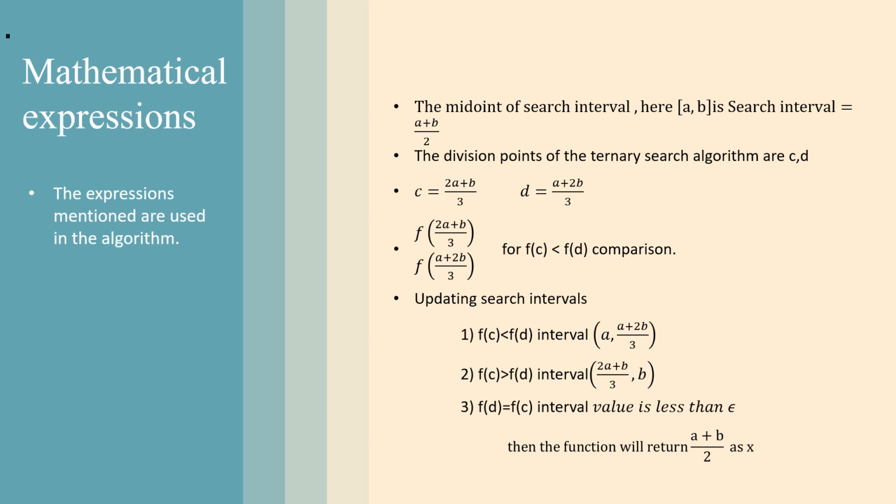Let us assume that a comma b is the search interval, and then c and d will be the division points. The search interval is divided into three parts such that a comma c is the first part, c comma d is the second part, and d comma b is the third part. And if f of c is less than f of d, then the third section will be neglected or ignored, to be precise. If f of d equals f of c, then the function will return (a plus b) by 2 as the value of x, that is the point at which the function will be minimum.